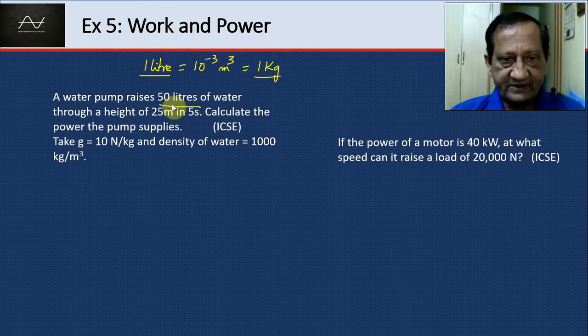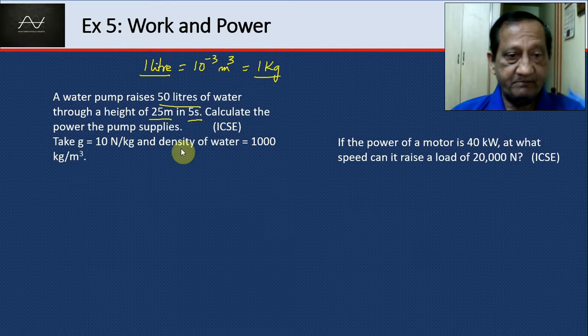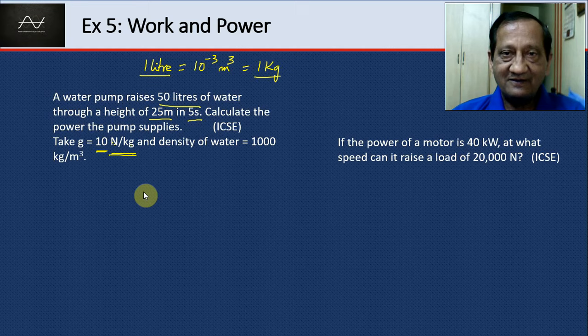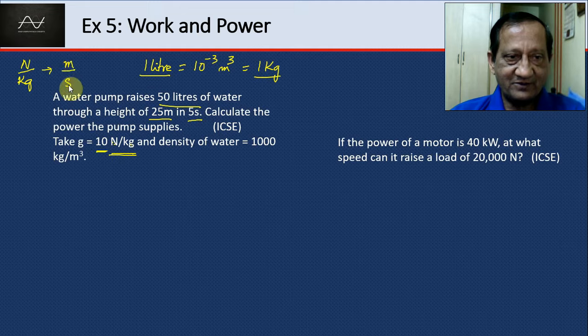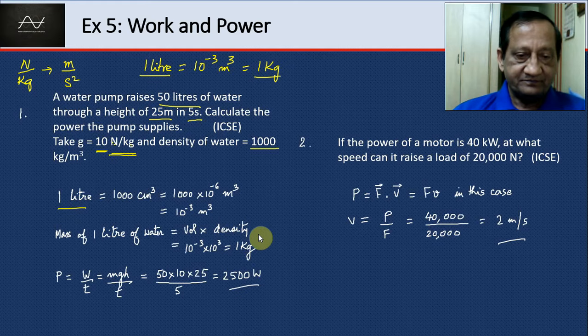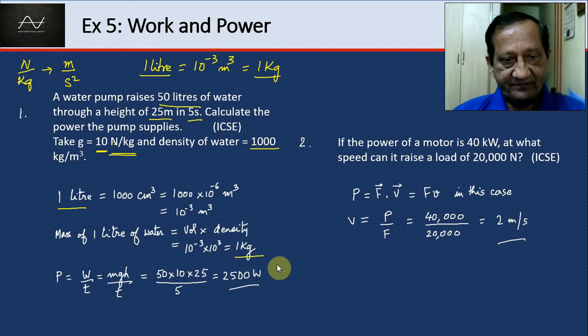So a water pump raises 50 kgs of water through a height of 25 meters in 5 seconds. What is the power that the pump supplies? Take g as 10 Newton per kg. Why is it writing Newton per kg? Force upon mass is acceleration. So Newton per kg is the same as meters per second square. Interesting. Density of water is given. Now, picture is like this. 1 liter is having a mass of 1 kg and 50 liters are being moved up by 25 meters. The work done is mgh.